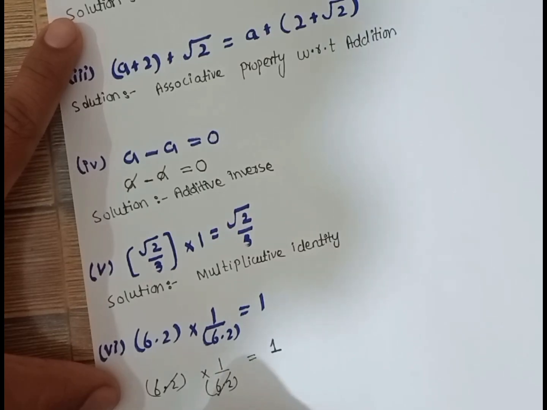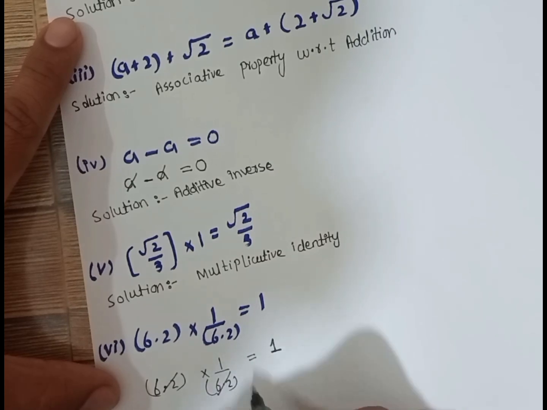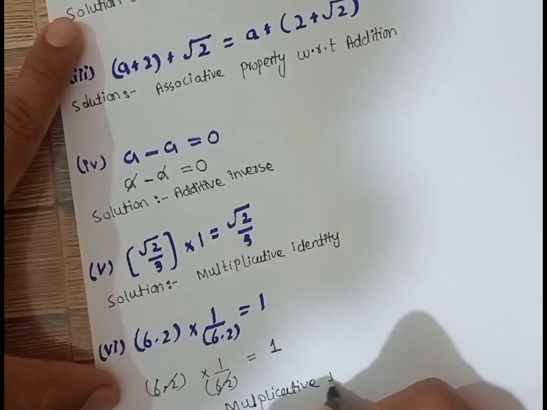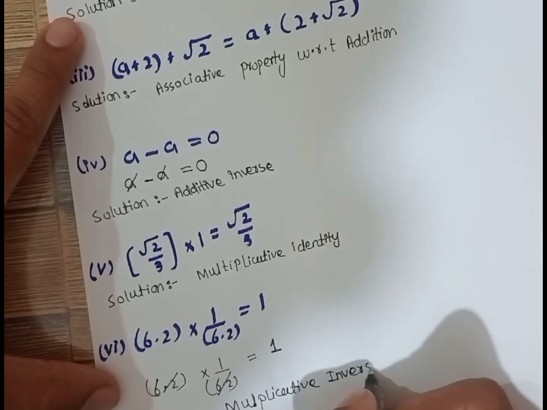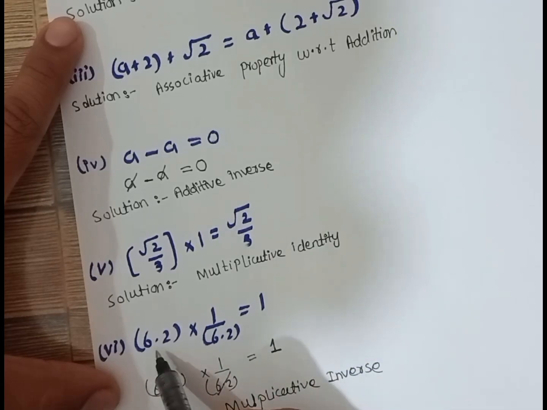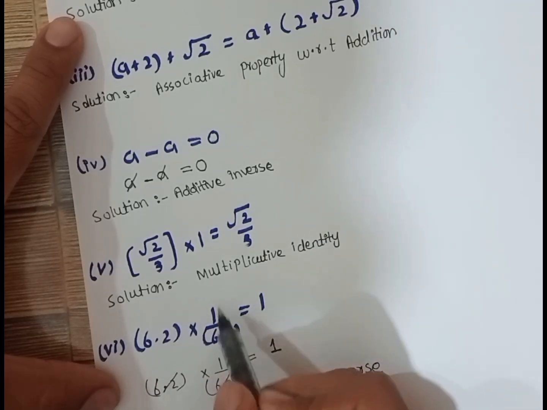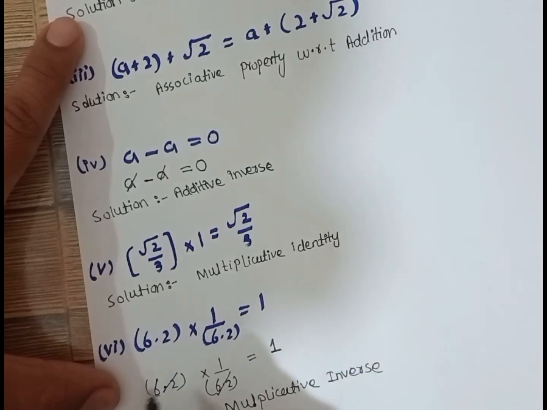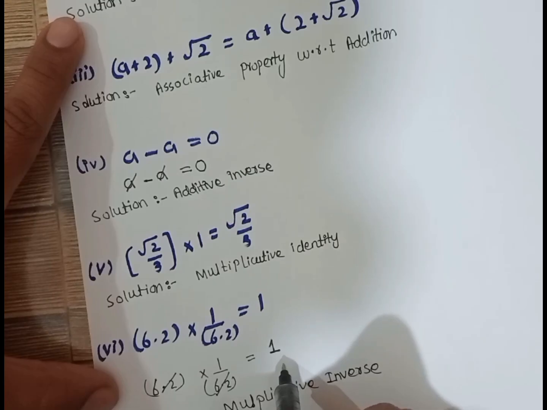So the solution is multiplicative inverse. If this is the number 6.2, its inverse will be 1 over 6.2, and the product is equal to 1. By cancelling 6.2 with 6.2, we get 1, so it is the multiplicative inverse.